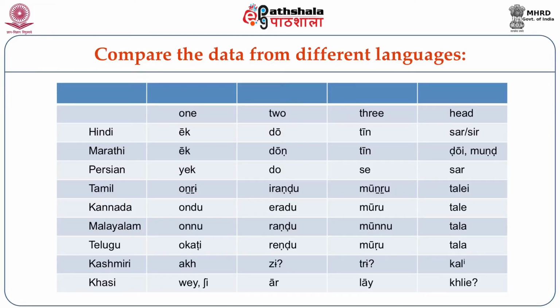In fact, it shows that on one hand, all four Dravidian languages are very close to each other. Whereas the Indo-Aryan languages, Hindi, Marathi, Persian, and Kashmiri, though they are related, it appears they have changed quite a bit. And Khasi finally stands out as separate from the rest. So obviously it belongs to a totally different group.